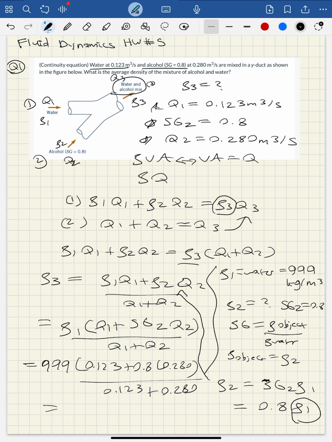When you solve that out, you get that your density 3, which is the mixture of alcohol and water, is going to be equal to 860, and your units are going to be kilograms per meter cubed because those are the units of density. All right, so that is your final answer. Thank you.